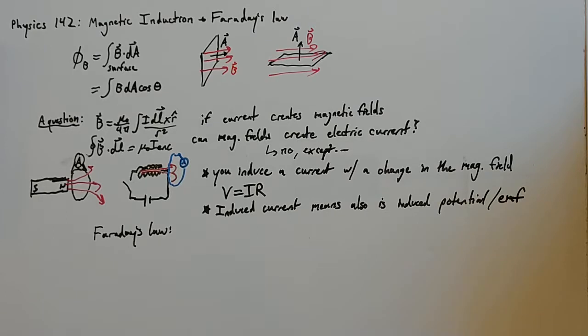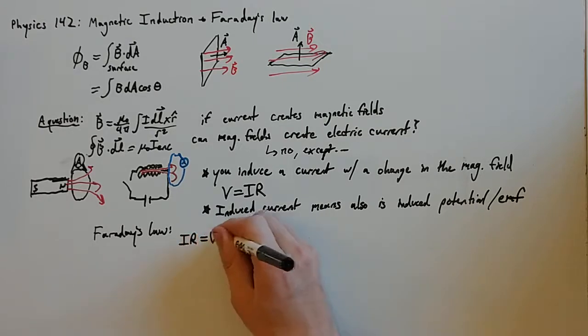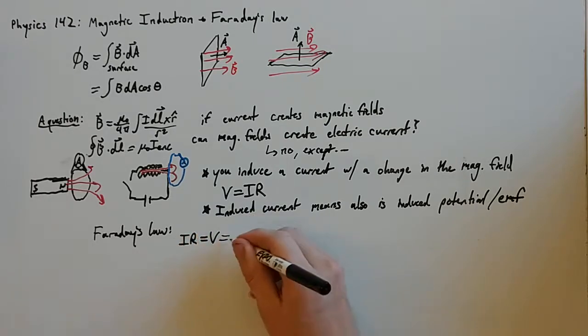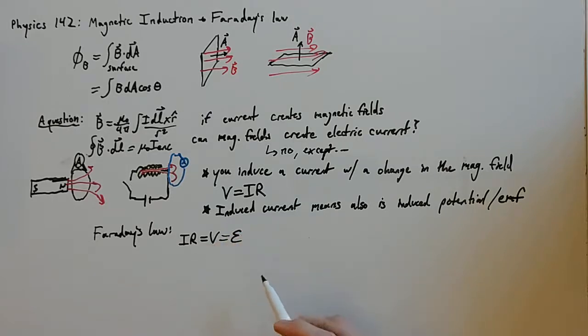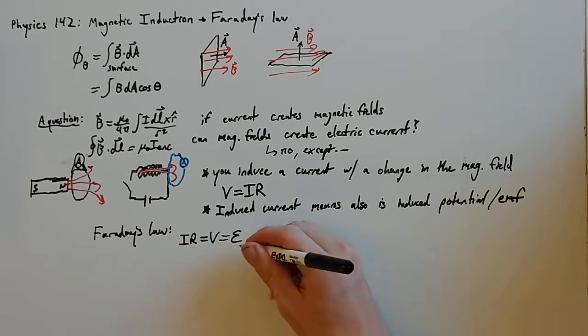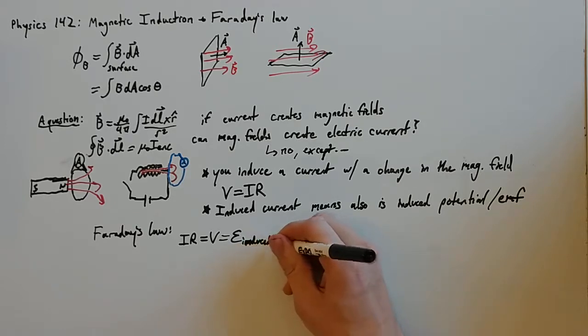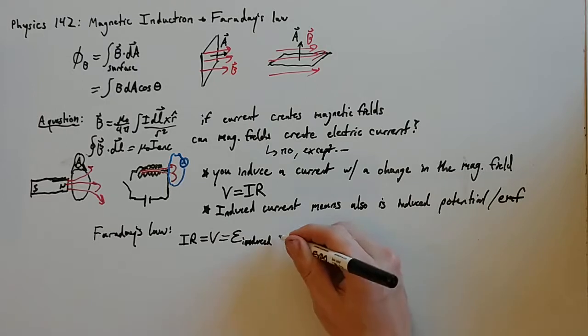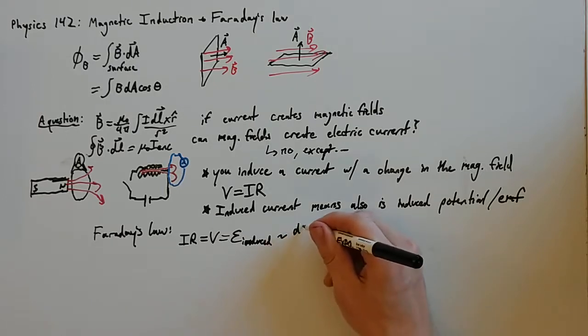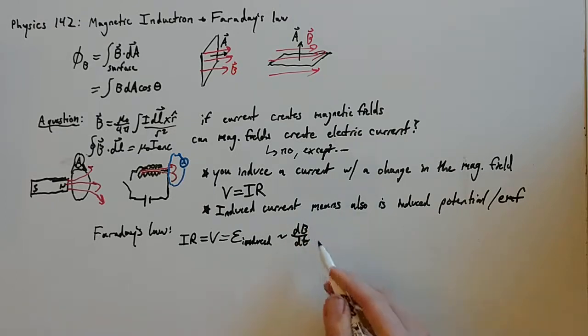He noticed that, first of all, how much current you got, or how much V, usually we would write this down in terms of induced EMF, he realized that it was proportional to the change in the magnetic field, dB/dt. The faster you change the magnetic field, the more potential you induce. That was one thing he noticed.